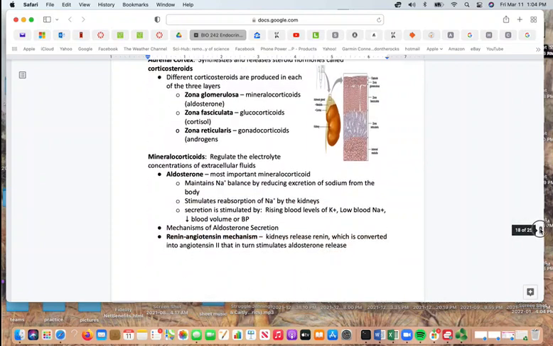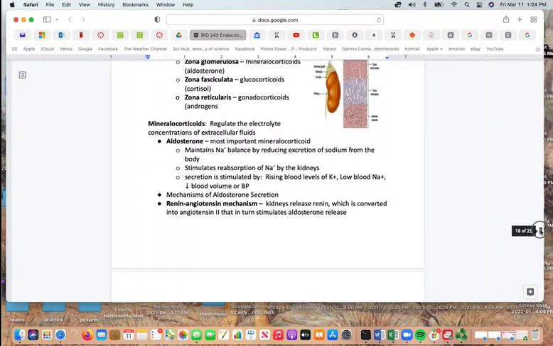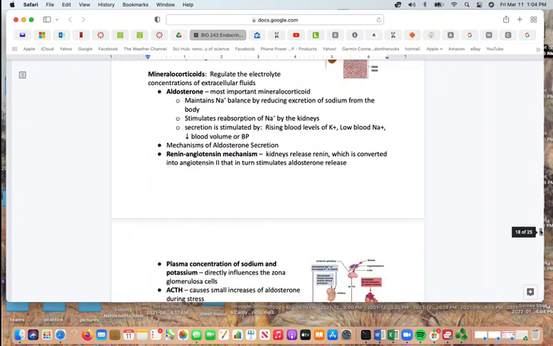So mineralocorticoids, they're going to influence your electrolyte concentrations. Aldosterone's the most important one. It's going to help to maintain the sodium balance by reducing how much you excrete. It's going to cause the kidneys to reabsorb sodium. Where sodium goes, water follows. So the secretion is stimulated by rising blood levels of potassium and low sodium. It decreases the blood volume or blood pressure.